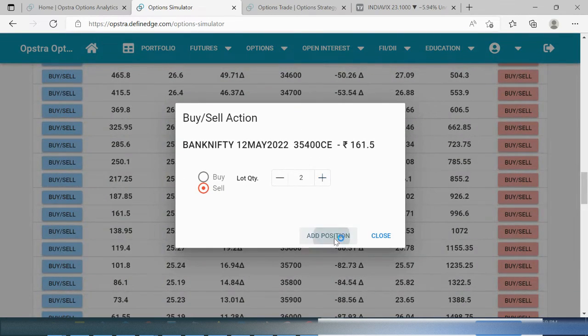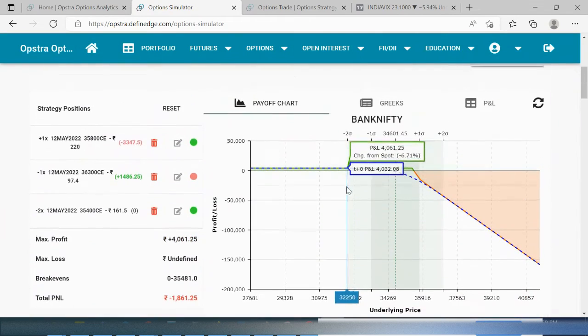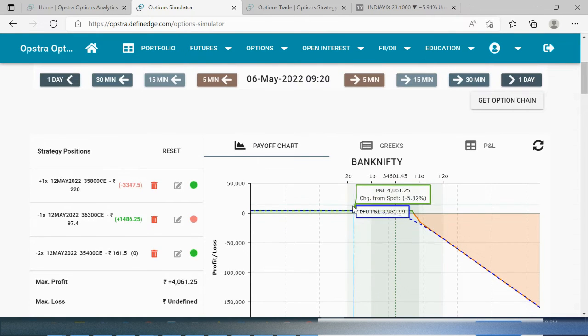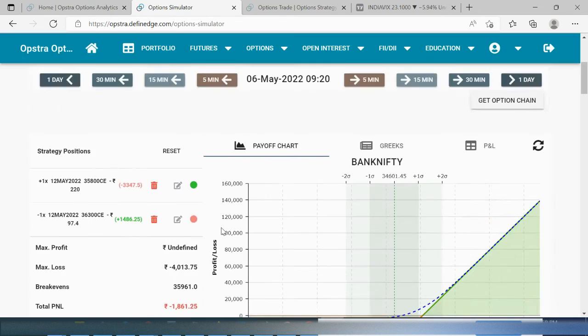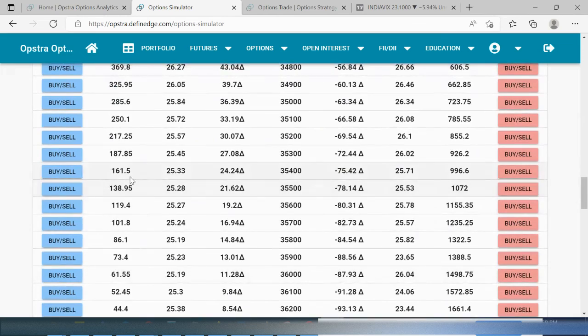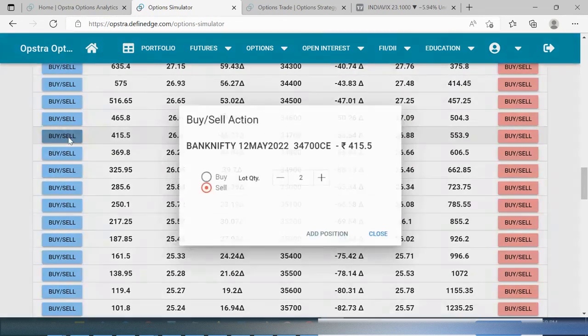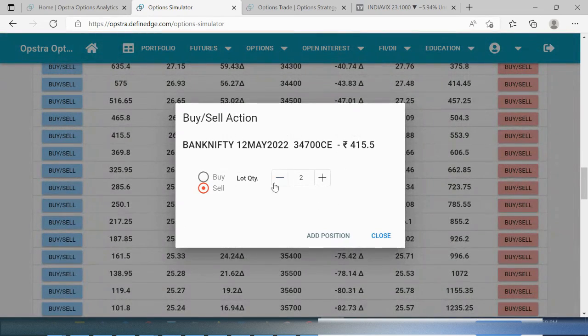Go for two lots. So what will you see? You will get a profit of 4,000. This clearly I don't even need to simulate, because the market went down from here. You will get a profit of 4,061 on the expiry day. If you're more confident that the market will go down, do one thing. Last time we got 161 into 2, so you can go for like 400 points. If you're very much confident, go for two lots or go for one lot.